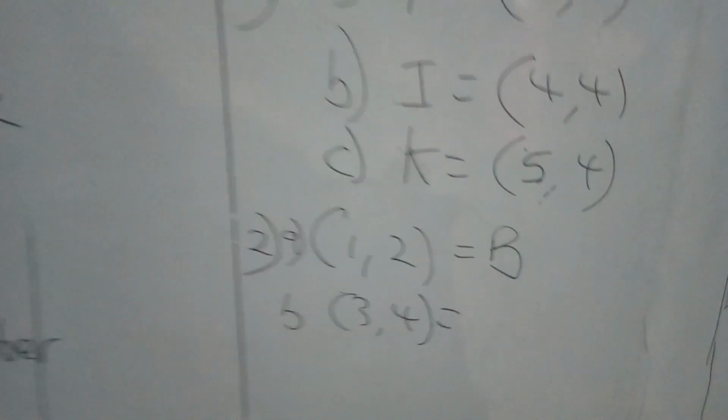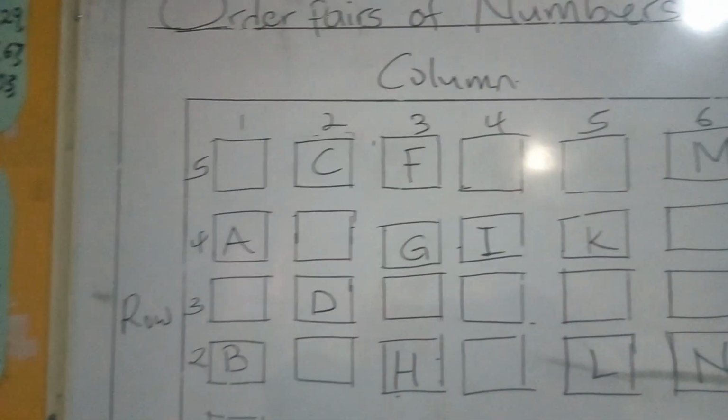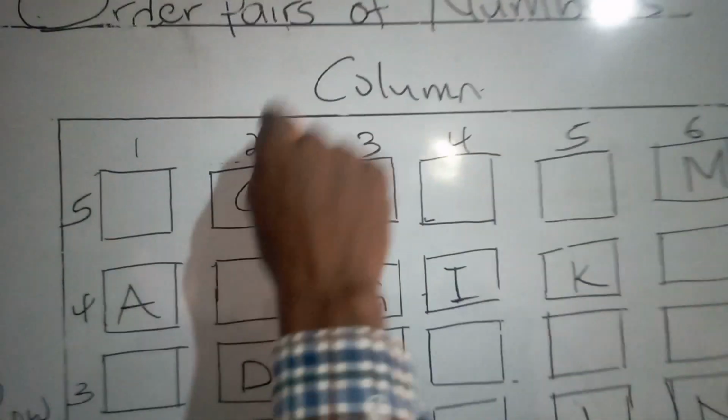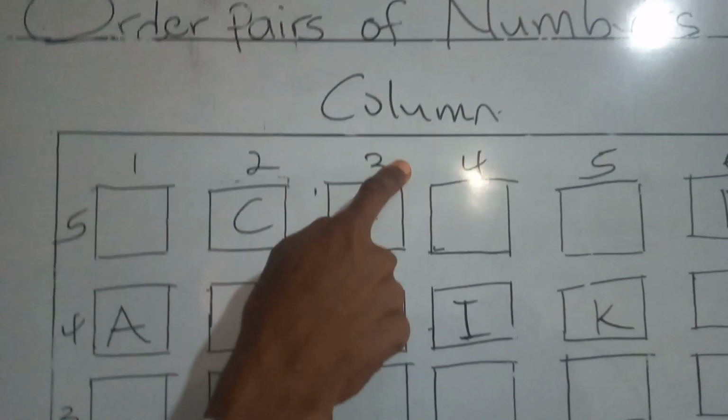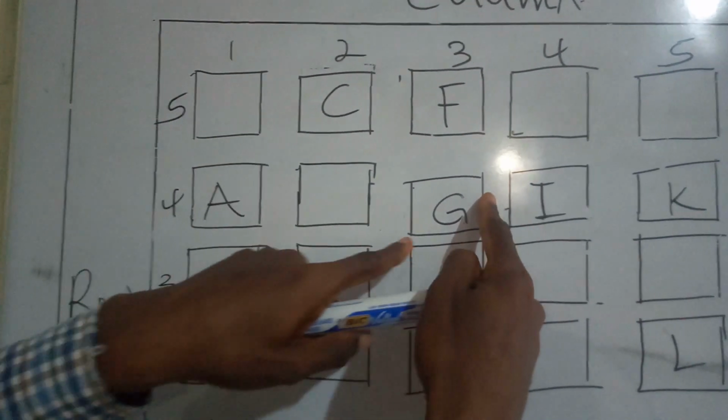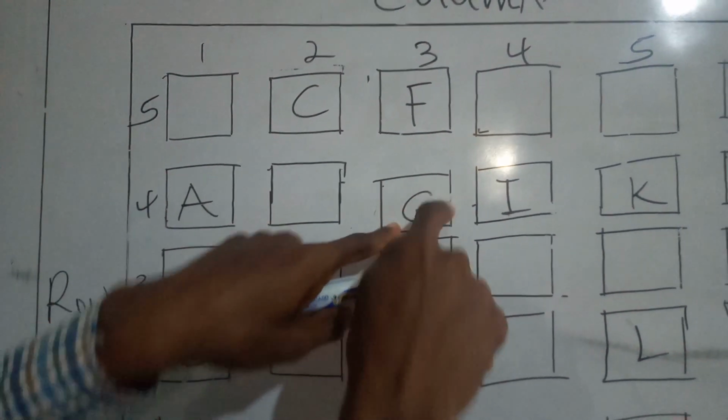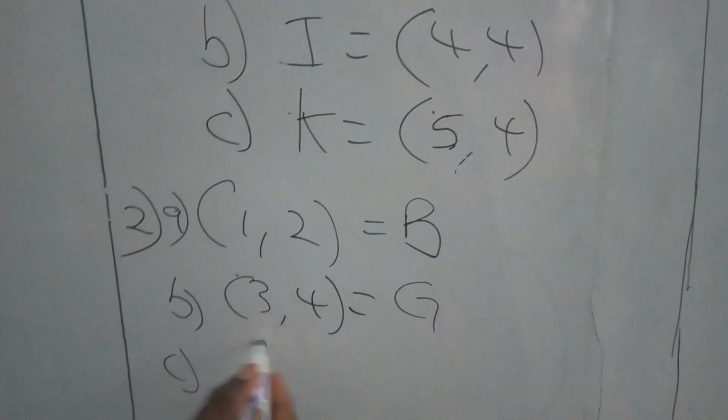So I'm going to go to my city plan and look for 3 for column. 1, 2, 3. Can you see it now? Then to get the row number, 1, 2, 3, 4. So I'm going to trace it. So where they are meeting is what? Is G. So my answer is G.